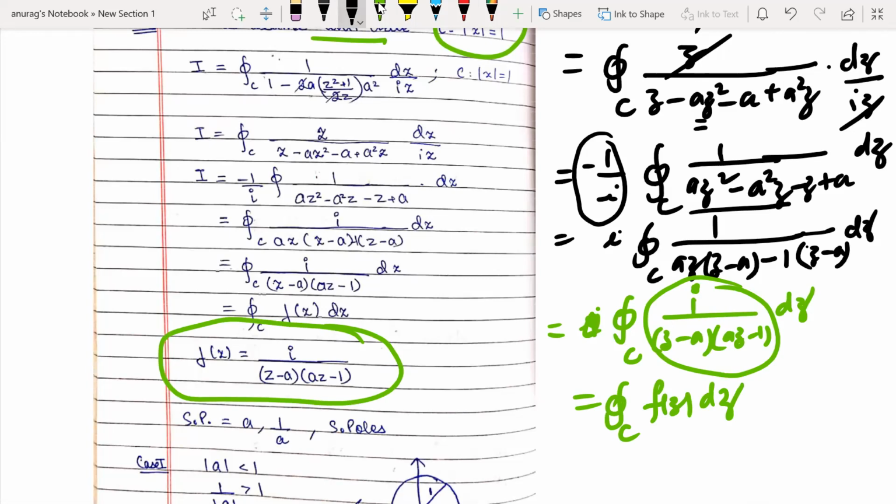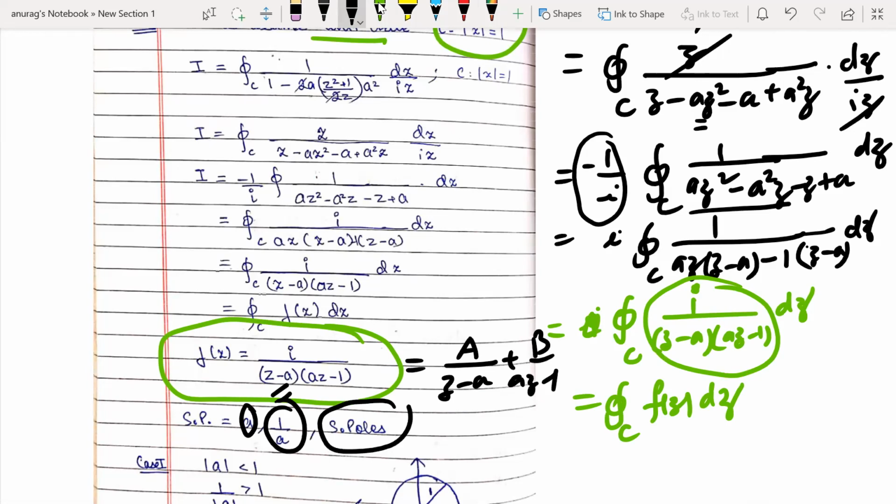Where are the singular points? The function is not defined at z equal to a and z equal to 1 upon a. And this can be written as 1 upon (z minus a) plus b upon (az minus 1). Okay, so these are the simple poles. Now we will see both the cases. First case.